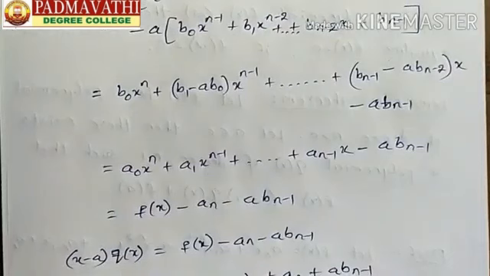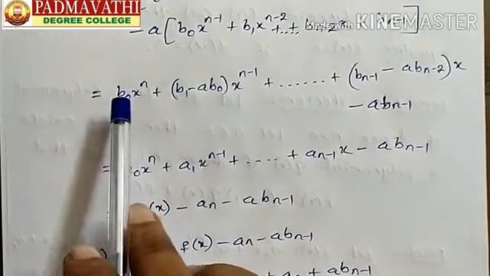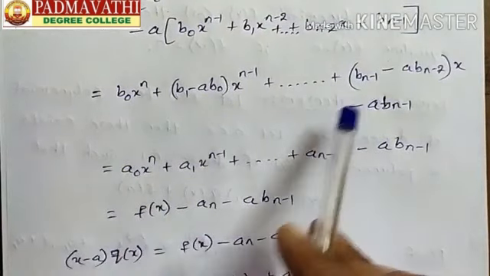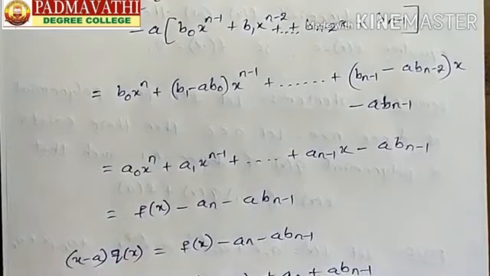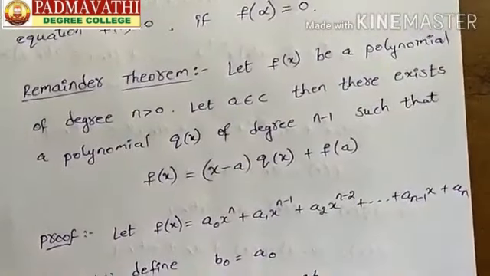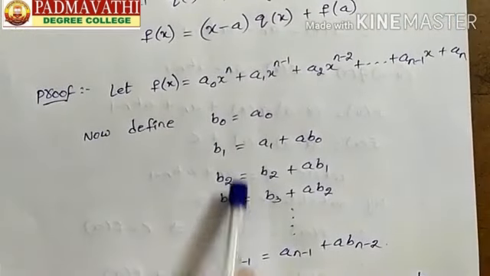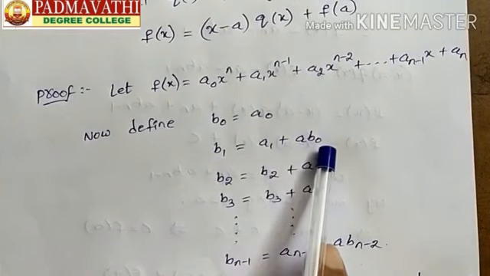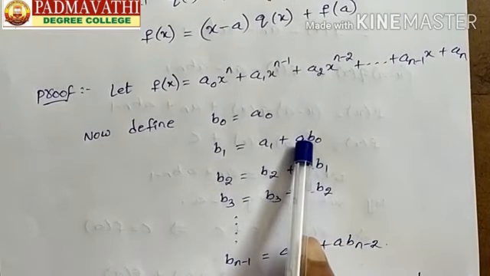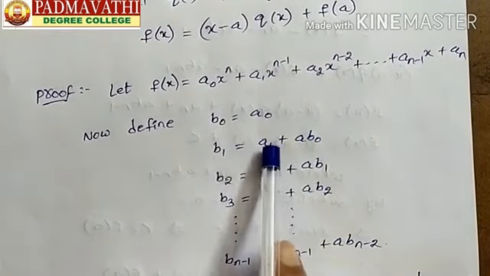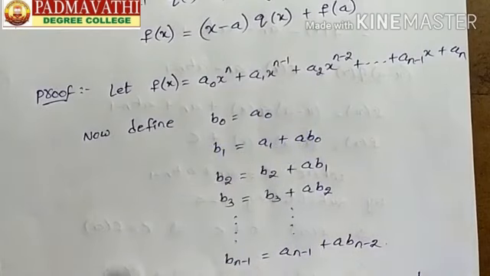Now we already know that b0, b1, b2, all values are defined there. So what is the definition here? Look at this. b0 equal to a0. b1 equal to a1 plus ab0. Means from the second term, if you take ab0 to this side, then a1 equal to b1 minus ab0.